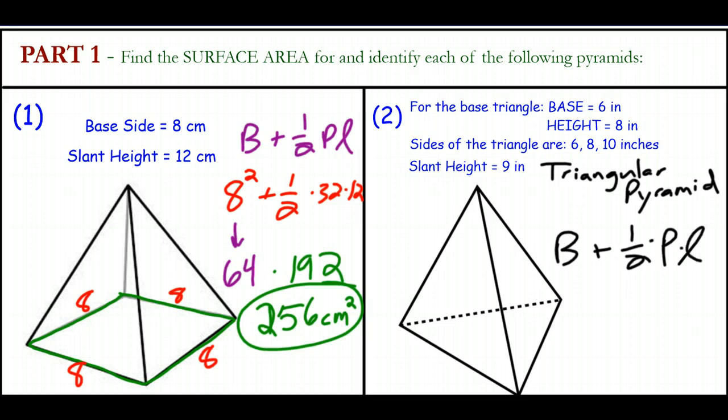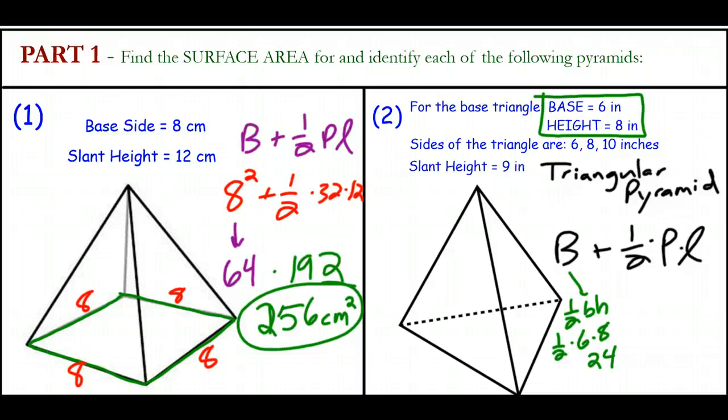Now for the base triangle, we know that the base is 6 inches and the height is 8 inches. So in order to find the area of that triangle, we do 1/2 base times height of the triangle, which is 1/2 times 6 times 8. Multiply all those together, and we end up with 24 as the area of the base.